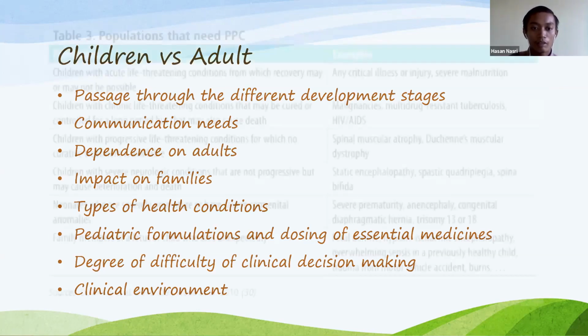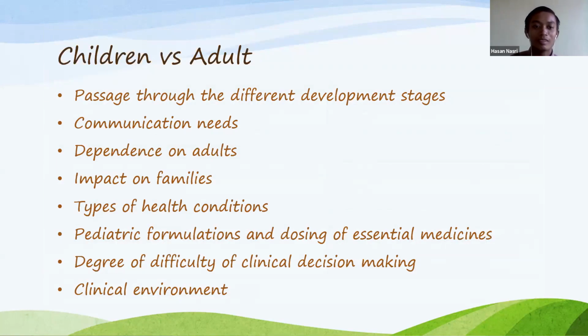Okay, next is types of health conditions, because the types of health conditions between pediatrics and adults are different. Some rare congenital conditions such as trisomy 13 and 21 are more commonly seen in children and less in adults, because their life expectancy is less. For example, trisomy 13, trisomy 18, Edwards syndrome has a 50% chance of life expectancy after 1 year, so less in adults.